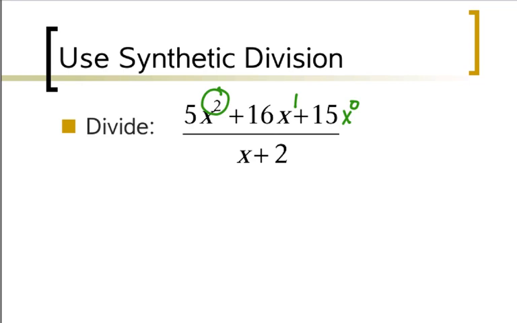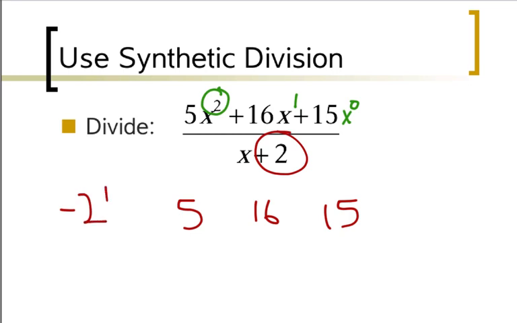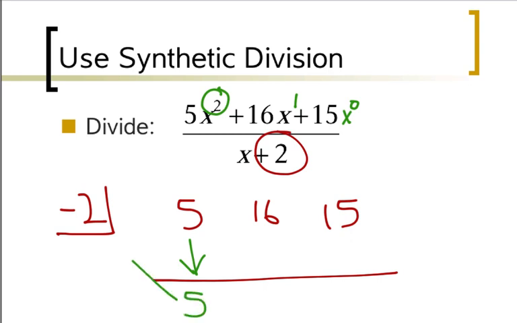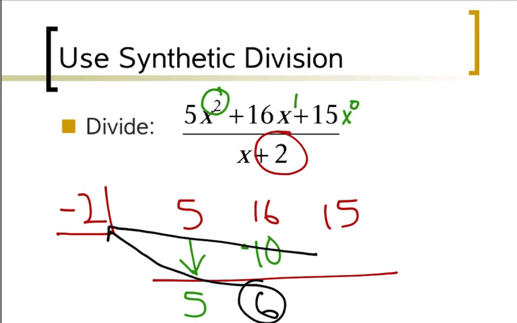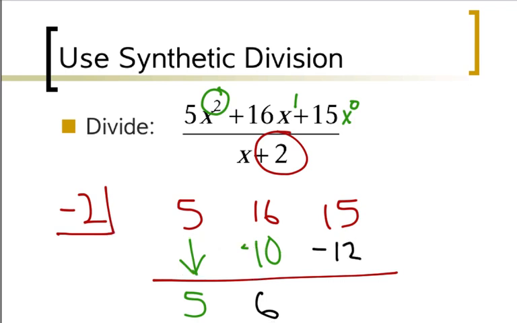Okay, so we take our coefficients now, 5, 16, 15, take our 2, change the sign so it's negative 2, and we get moving on synthetic division. So bring our 5 down. And then that's going to be 5 times that by negative 2, and that should give you negative 10. Okay, so put negative 10 right here, add, and you get 6. Now we take our 6, times it by negative 2, bring it over here, and that should give us negative 12. And then we add, and we get 3. Okay, so this is my remainder.